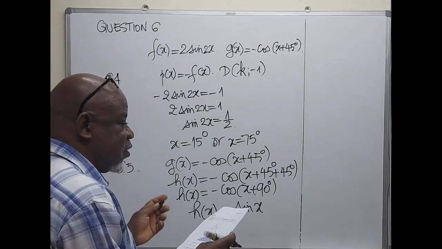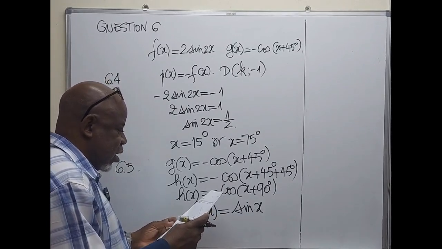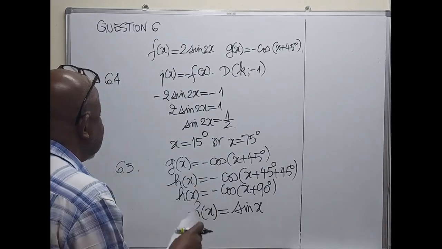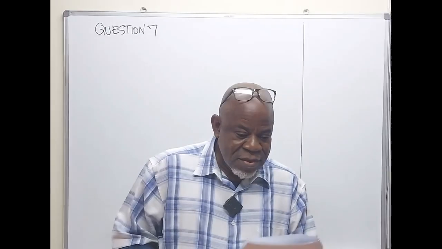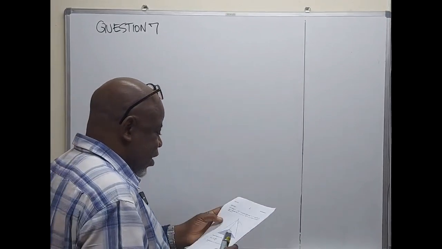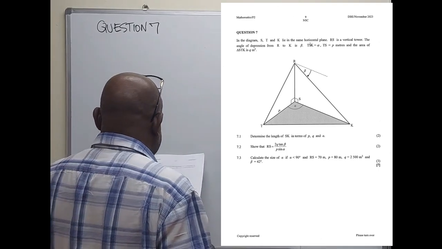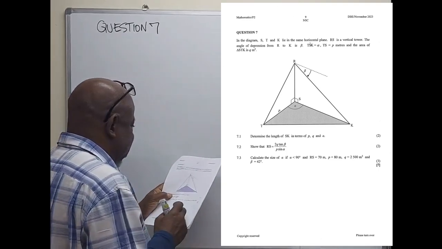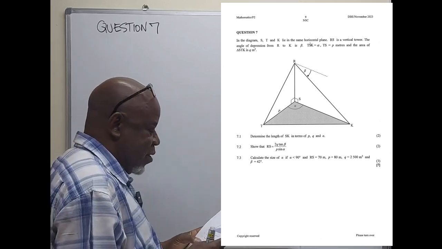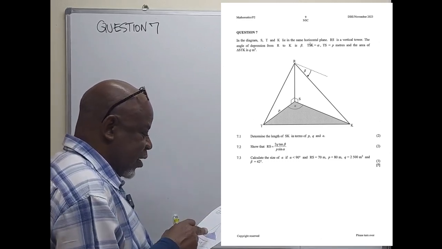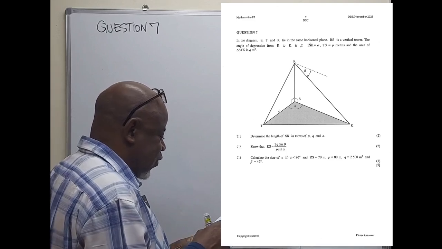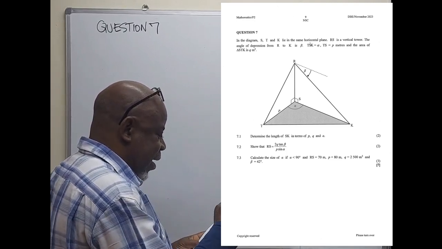And this is still dealing with trigonometry before we start Euclidean geometry, the last 3 questions. So I'm going to clean the board and then we will take question 7. Good, so now we're going to question 7. This will cover practically the part of trigonometry. Here's the question. In the diagram, S, T and K lie in the same horizontal plane. RS is a vertical tower, as you can see on the diagram. The angle of depression from R to K is beta.